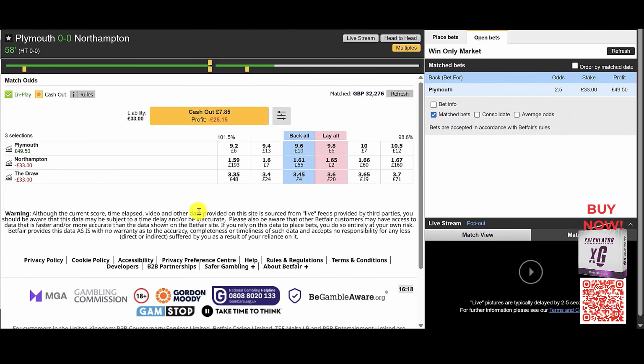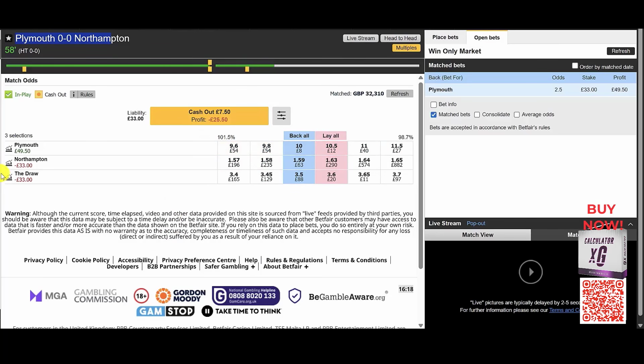58 minutes on the clock. We've had a goal in this one. It's not gone the way we wanted. We backed Plymouth, didn't we, at half-time? It was looking very, very good. It's actually Northampton who have taken the lead. The scoreboard doesn't show the goal just yet, but I assure you, Northampton have taken the lead.